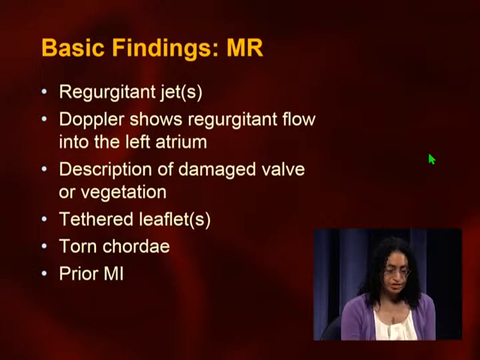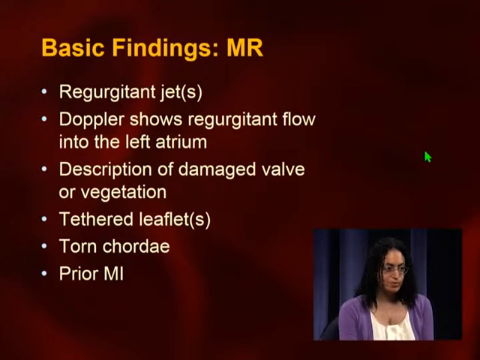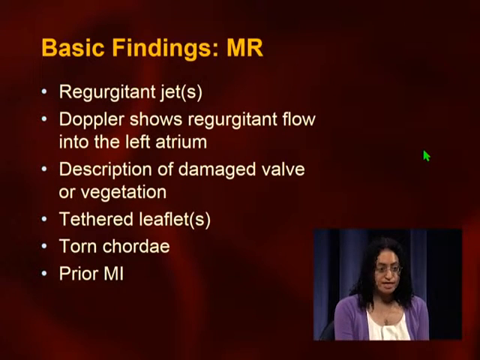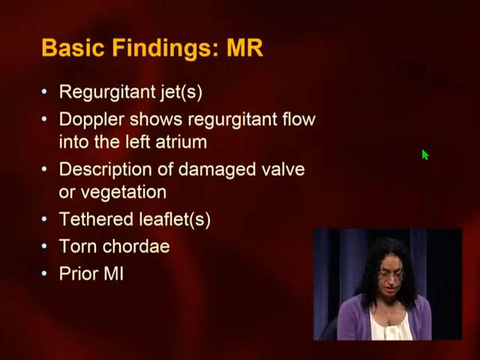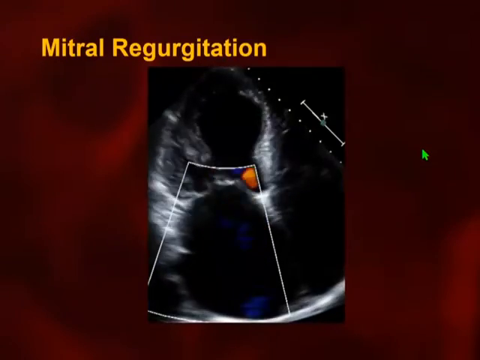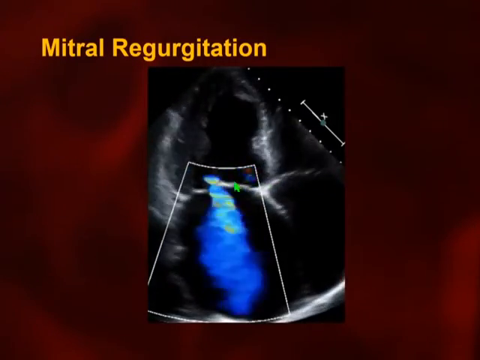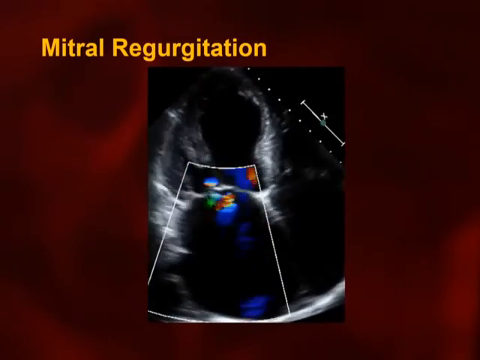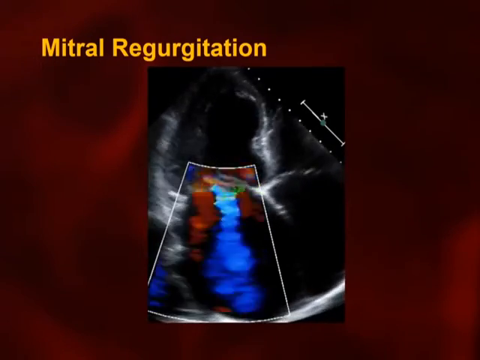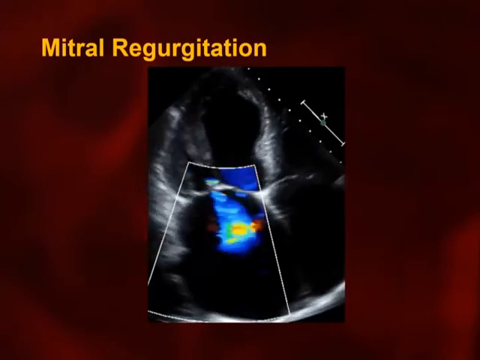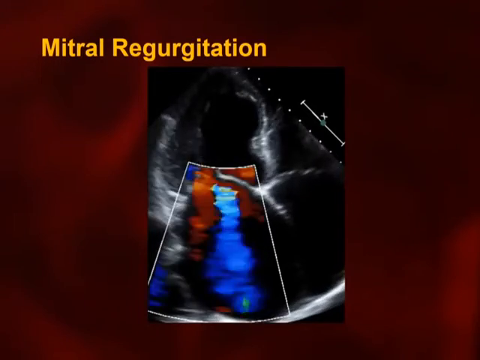On mitral regurgitation, same thing. You'll have a description of a regurgitant jet into the left atrium. The valve has been damaged in some way or there's a vegetation. There may be tethered leaflets or torn chordae, especially in a patient who's had a prior MI, because ischemic mitral regurgitation is a common cause of mitral regurg. So again, we're in TEE mode here. So in TEE, this is the mitral valve, the bileaflet valve, with regurgitation back into the left atrium.